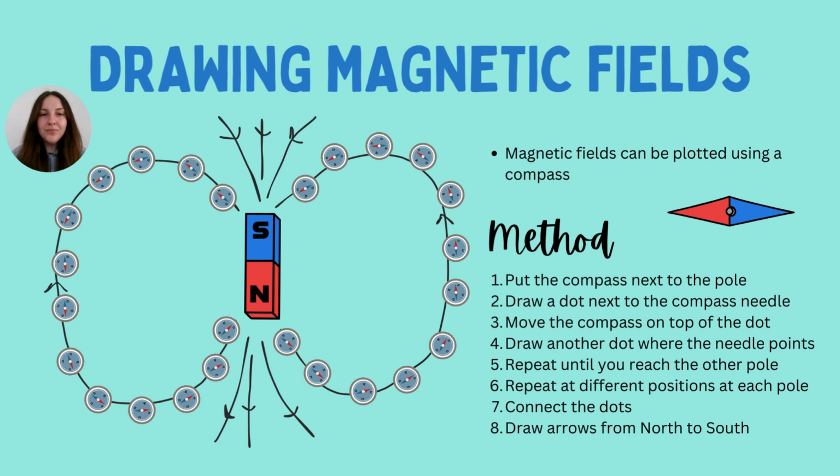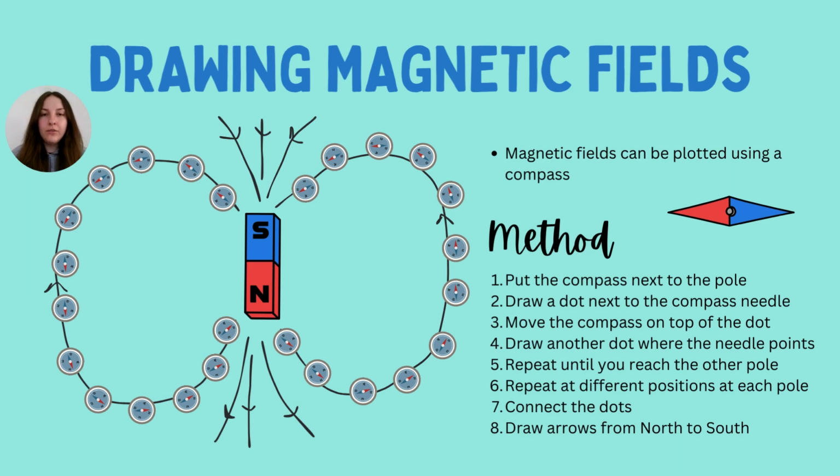Okay, so let's talk about the first thing. First, number one, you want to put the compass next to the pole, let's say the North Pole. You want to draw a dot next to the compass needle where it is pointing to. You then want to move the compass on top of that dot and draw another dot to where the needle now points. You want to repeat this until you reach the other side of the magnet, which will eventually happen. So you'll go out in a bit of a curve and come back round from north to south. You want to repeat this whole process at different positions around the bar magnet. You might even want to start somewhere in the middle, somewhere towards the end of the pole, and that way you get a big variety of different lines that you essentially want to draw. And this is what we're doing, we're mapping out that magnetic field.